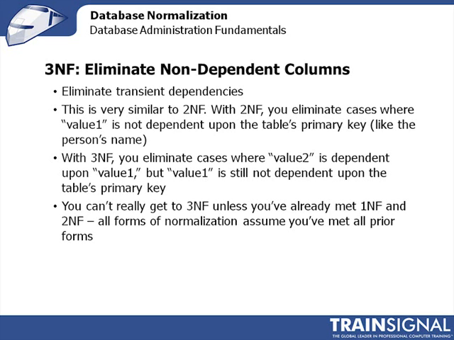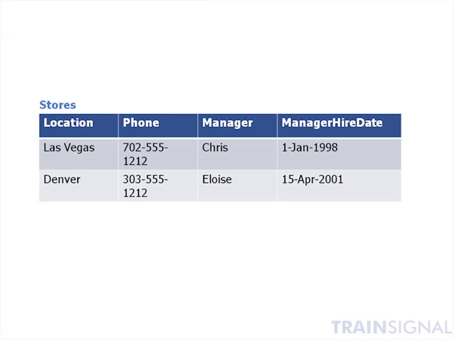Again, all the forms of normalization assume that you've met all the prior forms of normalization. So here's an example. We have a table for stores. This might list retail store locations. We have a location name, Las Vegas and Denver.